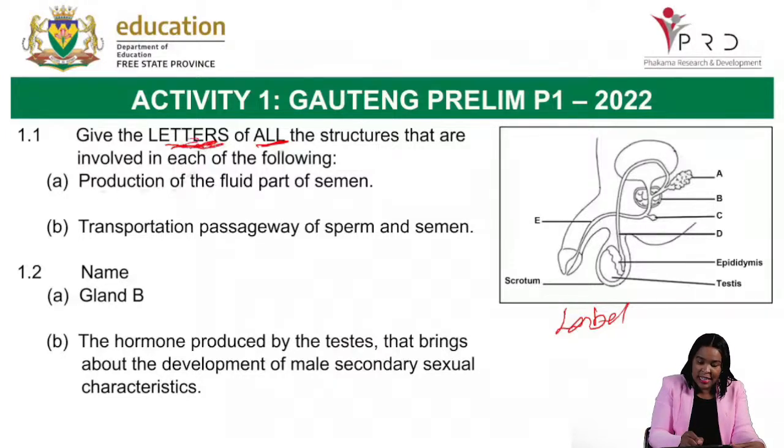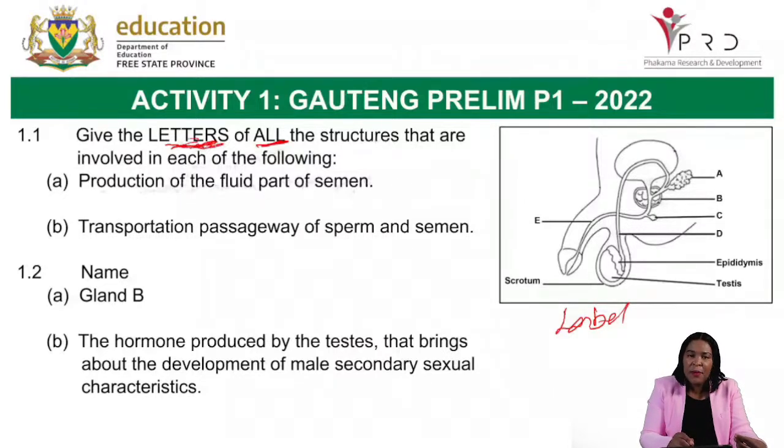Now, which letters or which structures are involved in the production of the fluid part of semen? Remember, the semen will have all the liquid of the sperm and all the liquid of the secretions. So which parts are those? So you have your A, you have your B, and your C. All of those are involved in the production of the fluid part of semen.